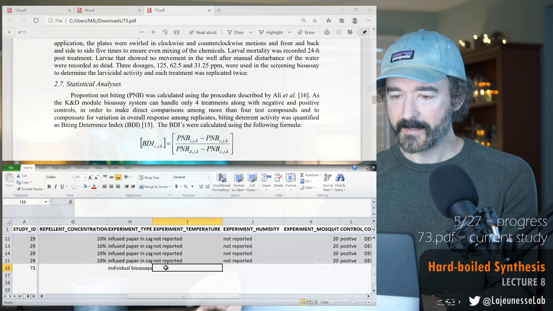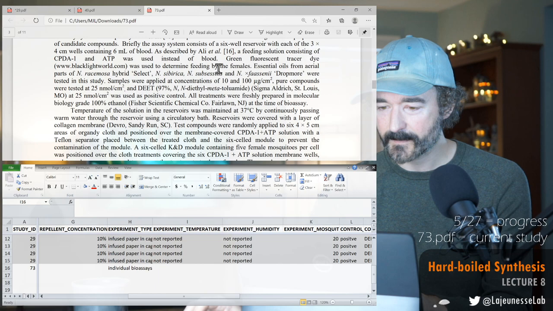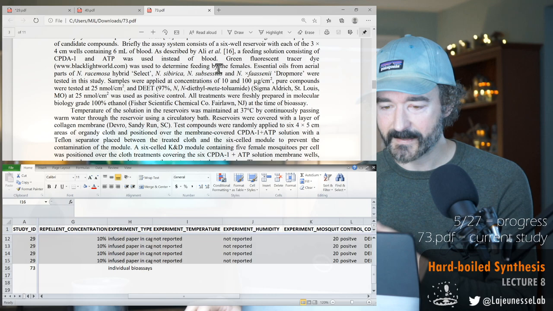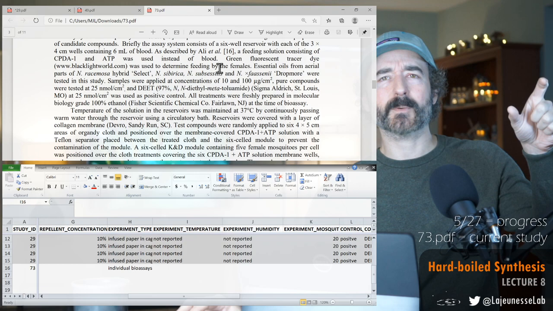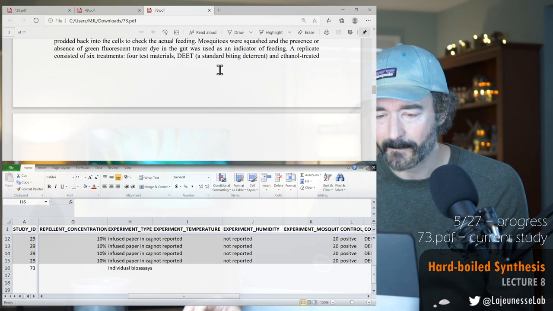Temperature, yes, they do talk about the temperature of those cells. Temperature of the solution in the reservoirs was maintained at 37 degrees, but it doesn't really say what temperature the mosquito is exposed to. But if it's like in a little cell compartment, I can't imagine the temperature being too different. Nonetheless, I'm going to have to put not reported.